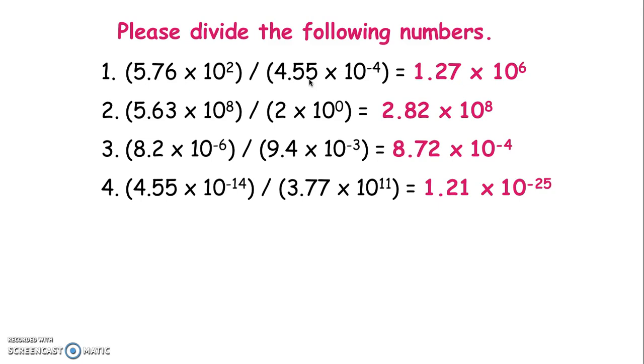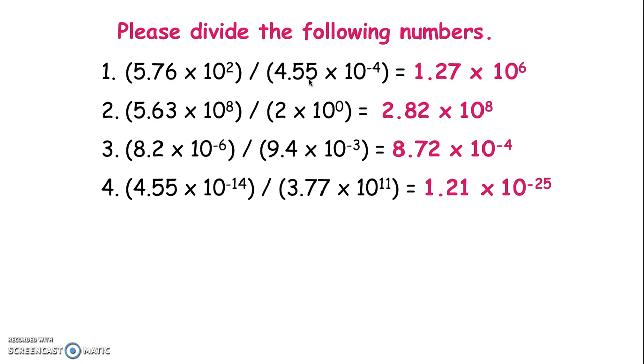5.62 times 10 to the 8th power divided by 2 times 10 to the 0. So 5.62 divided by 2 is 2.82 times 10 to the 8th power, because 8 minus 0 is 8. Then we have 8.2 times 10 to the negative 6 divided by 9.4 times 10 to the negative 3rd. When you divide 8.2 by 9.4, you get 8.72. And then negative 6 minus negative 3. So keep change opposite, you get 10 to the negative 4th power.